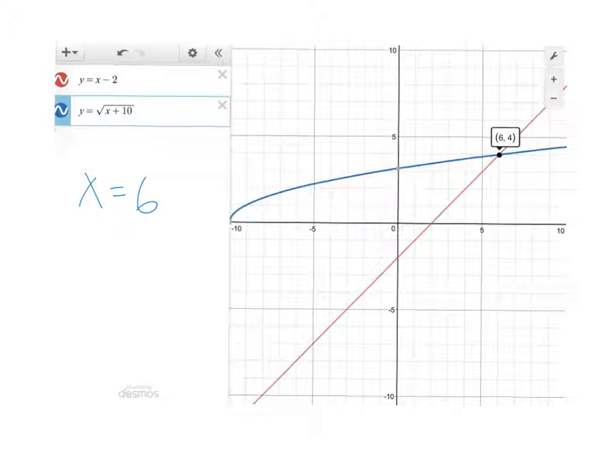You can ignore the 4. The y value doesn't matter. There are no y values actually in the equation that you're solving. We're just putting them there to help us solve. So it's the x value that you want.